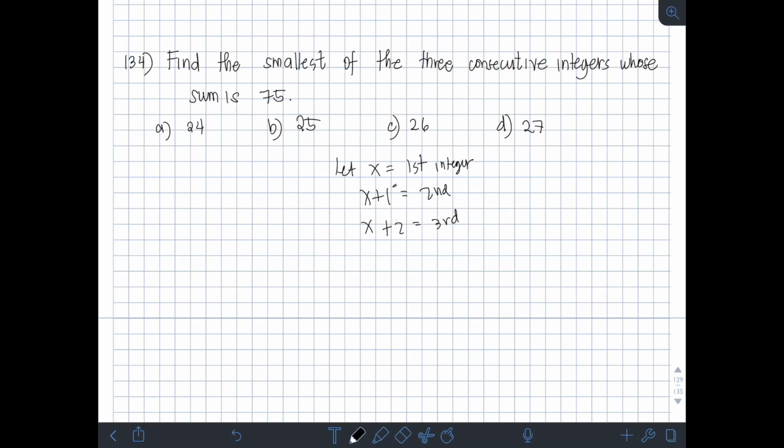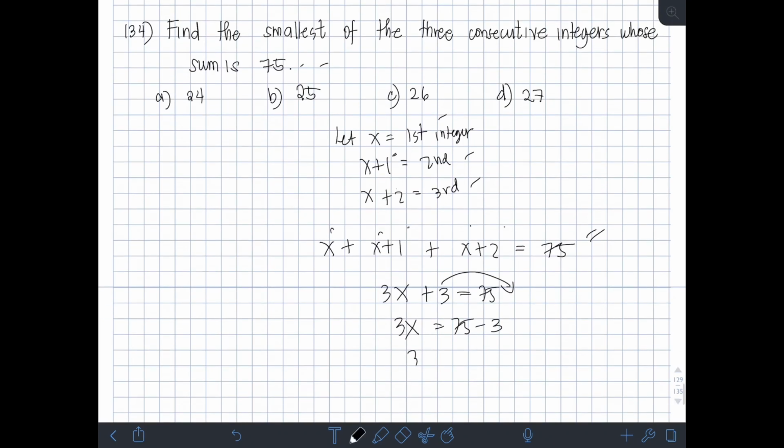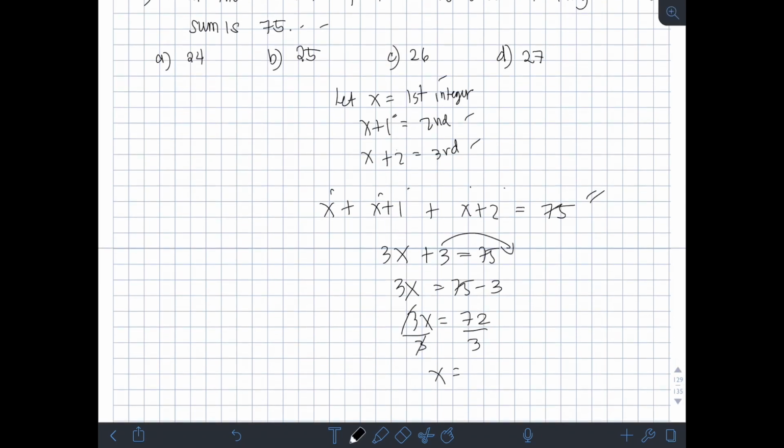Now, given daw na yung sum ng tatlong consecutive integers is 75. So, pag inadd natin itong tatlo, x plus x plus 1 plus x plus 2, dapat ang sum is 75. So, solve lang natin itong equation. So, 3x, 1 plus 2 is 3, equals 75. So, 3x, transpose ko si 3 sa right, equals 75 minus 3. So, 3x is equal to 72. Divide both sides by 3. X is equal to 72 divided by 3 is 24.